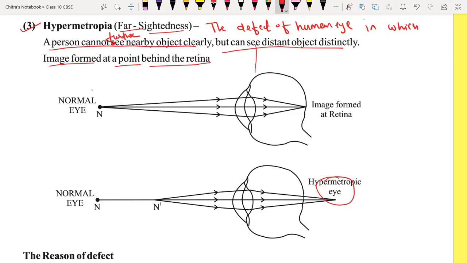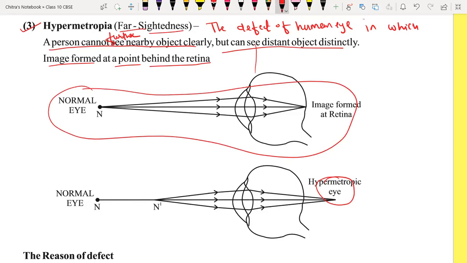Okay, so again this is the functioning of a normal eye. The image is forming at the retina, but if the person is suffering from hypermetropia or further sightedness, then the image will form behind the retina. If the image forms behind the retina, it is called hypermetropia. If it is formed in front of the retina, then it is called myopia.